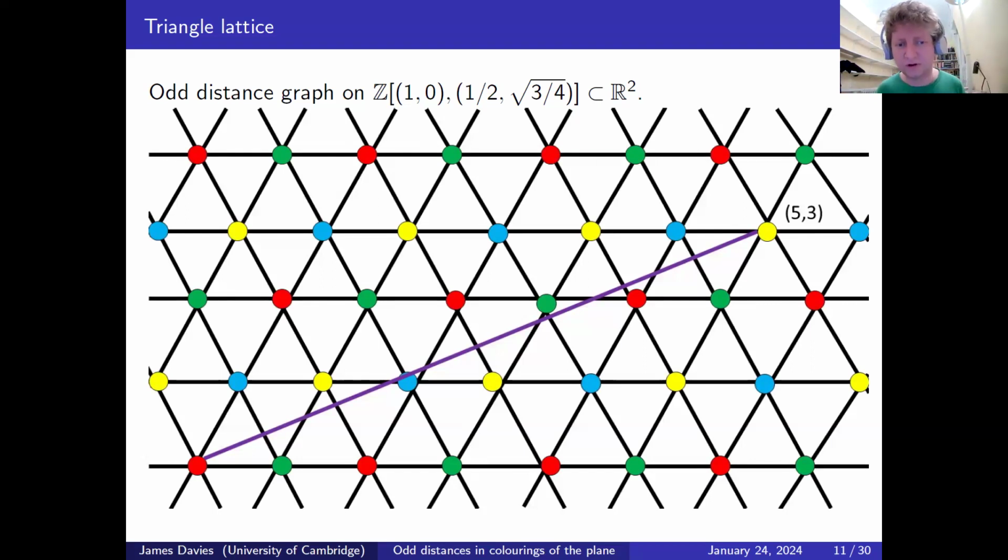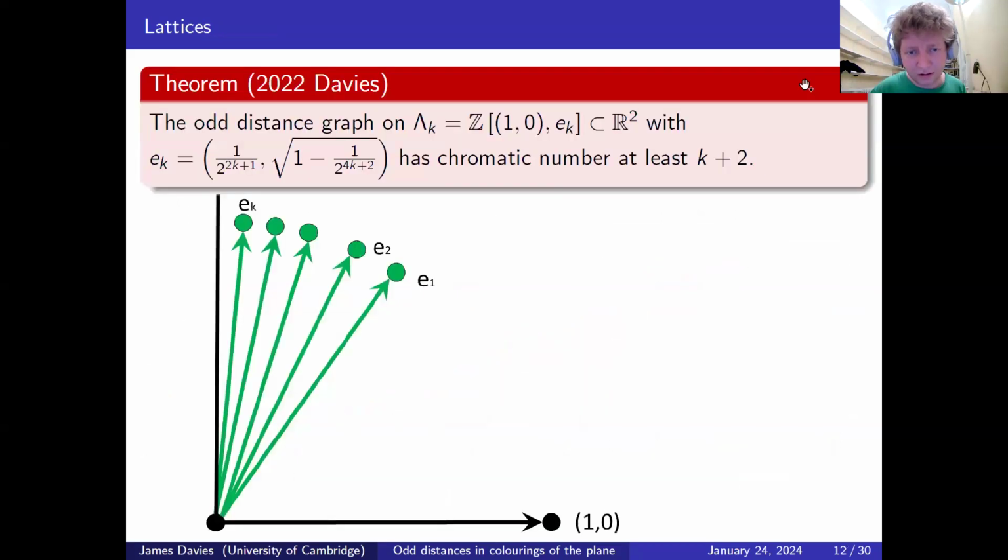So this again doesn't work, but it's also kind of encouraging, right? Because we've done better than the integer lattice. We've managed to get this other lattice to have a higher chromatic number. So what we can aim to do is just to keep choosing better and better lattices that give us higher and higher chromatic number. And this is exactly what we end up doing.